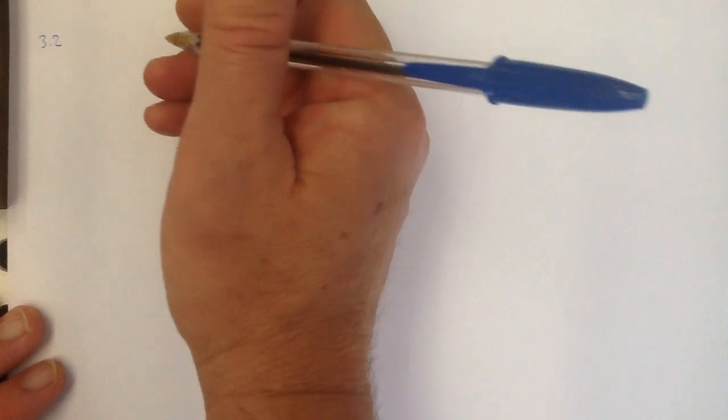Found my pen. I'm gonna do some problems, precalculus type, section 3.2, logarithmic functions and their graphs. We're going to start with 17 through 20.